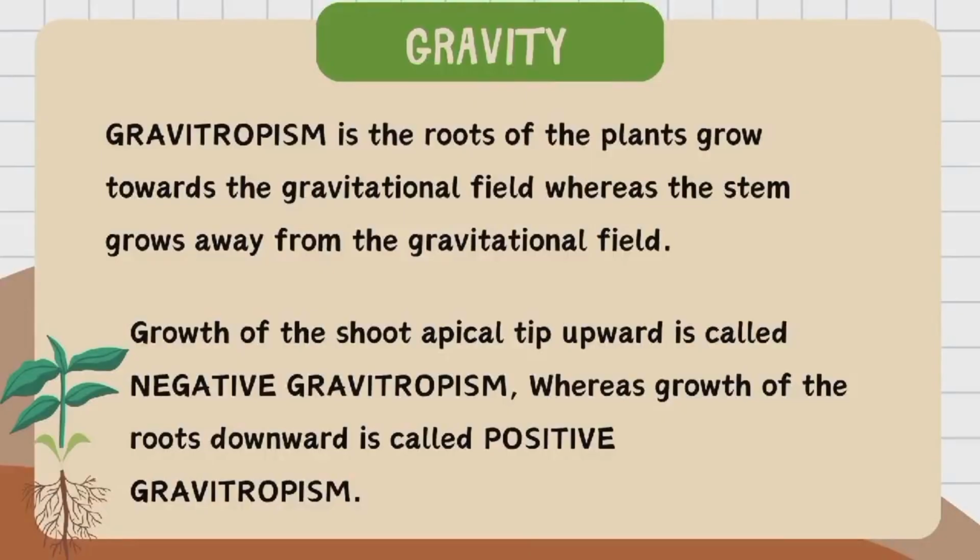Now, let's discuss gravity and how it affects plant growth. Plants respond to gravity through a process called gravitropism. The roots of a plant grow towards the pull of gravity. This is known as positive gravitropism. On the other hand, the stem grows away from gravity, which is called negative gravitropism. This response helps plants orient themselves correctly. Roots anchor the plant and absorb nutrients from the soil, while stems grow upward to reach sunlight.